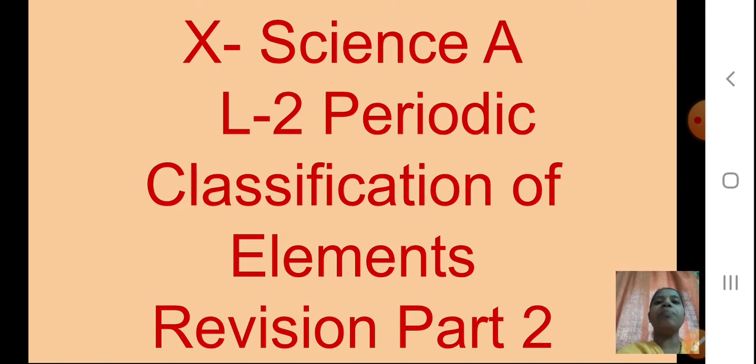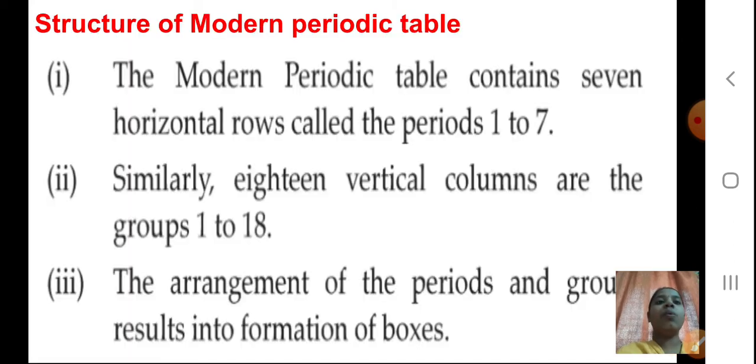Okay students, so we will continue with our revision. We will start with the structure of the modern periodic table. The first point: the modern periodic table contains 7 horizontal rows called periods, 1 to 7. Similarly, 18 vertical columns are the groups, 1 to 18. The arrangement of the periods and groups results in the formation of boxes.